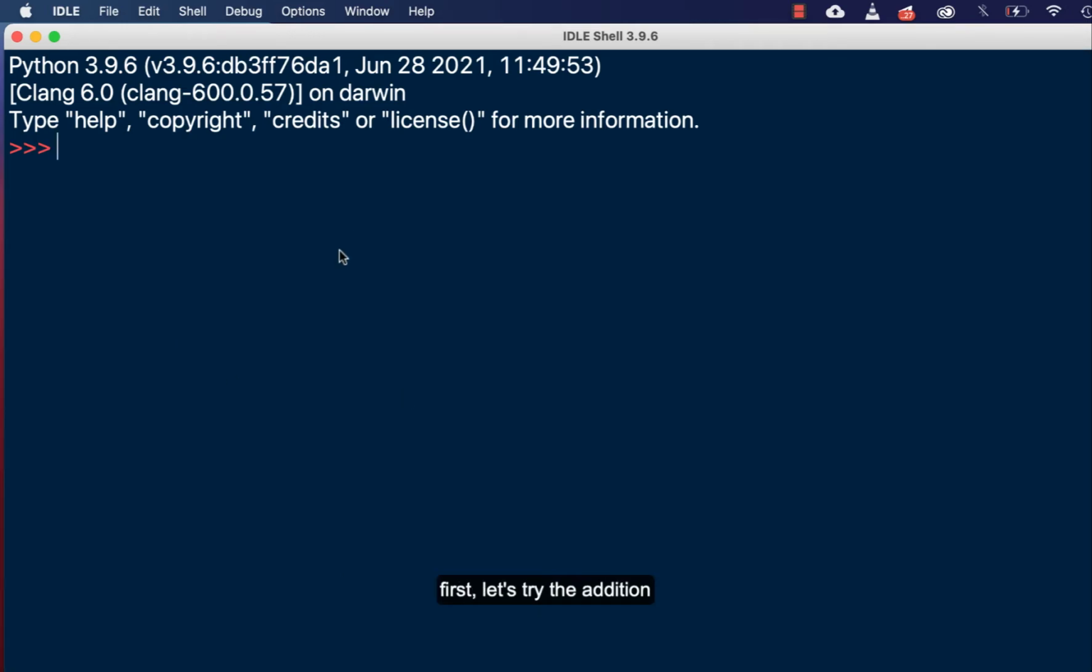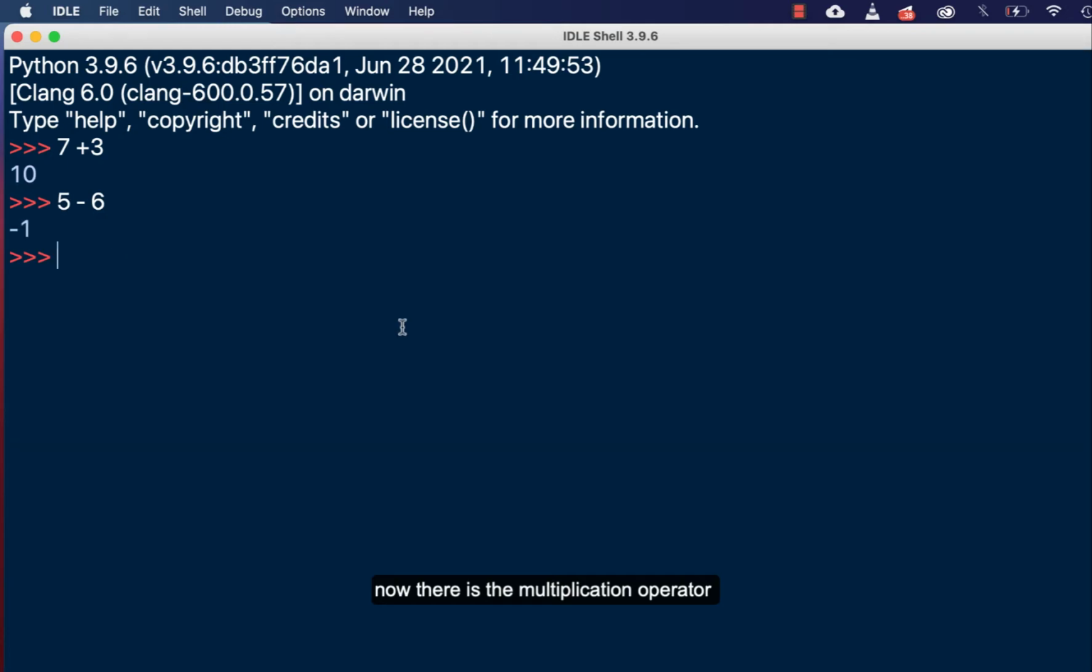So first, let's try the addition operator, which is simply the plus sign. We all know the general plus sign. So let's try 7 plus 3, and it returns the answer 10, which is just the basic mathematics we all know. You can also do 5 minus 6, and it returns minus 1.